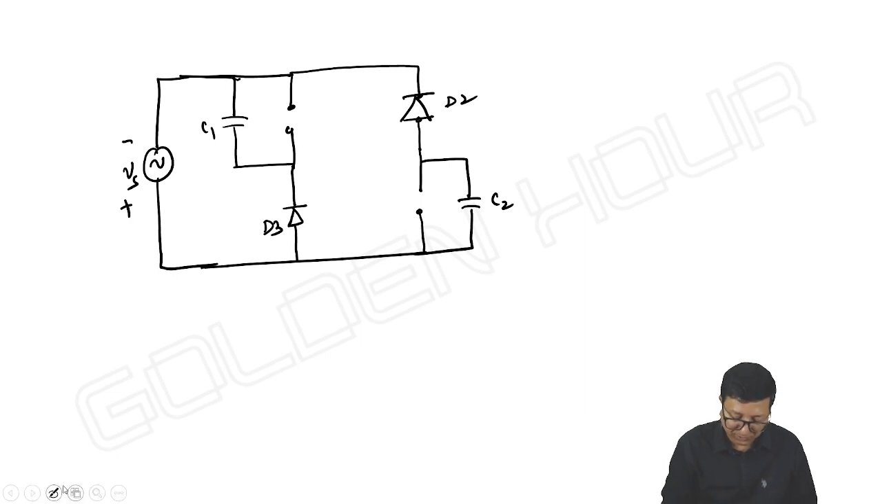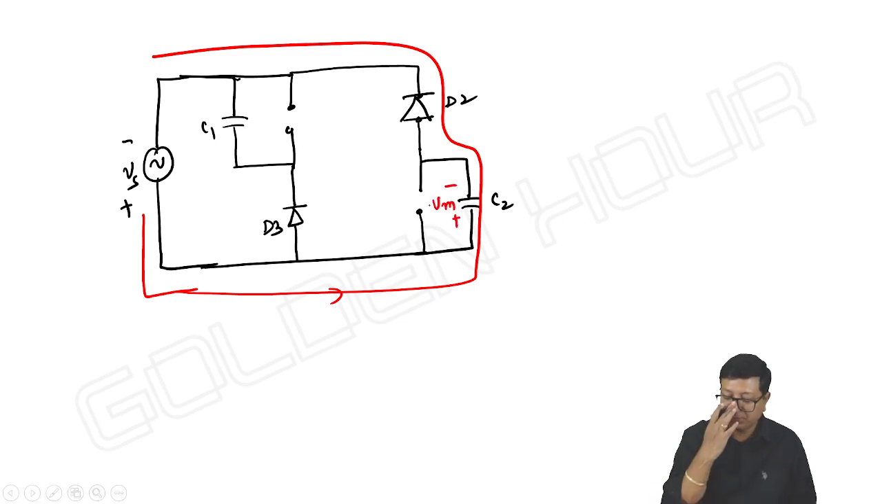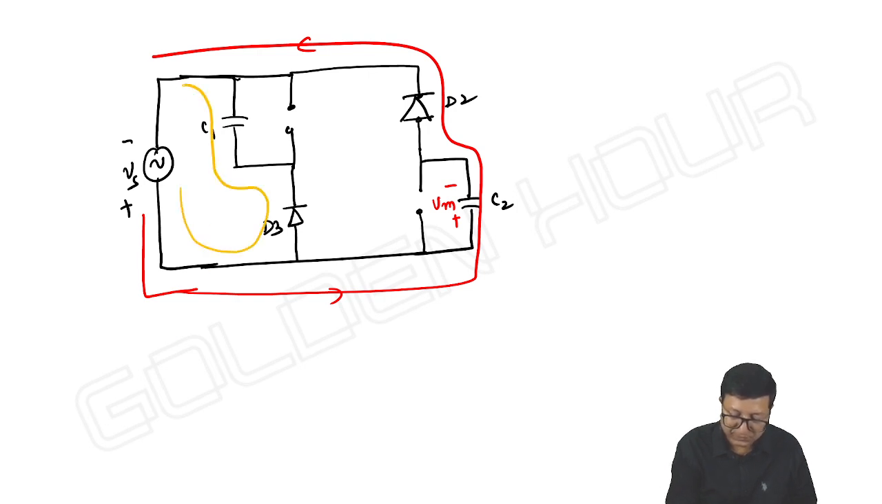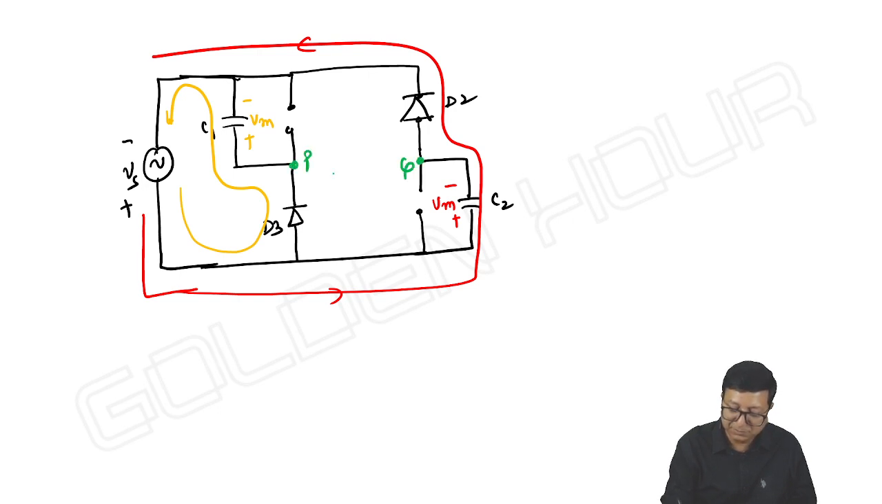I'm just changing the polarities for better understanding, nothing else. So in one case the current is flowing like this. So the capacitor will charge to Vm, the peak amplitude here, right? And second case, the current is flowing like this. This will also charge up to the peak amplitude, Vm. It is the point P and it is the point Q.